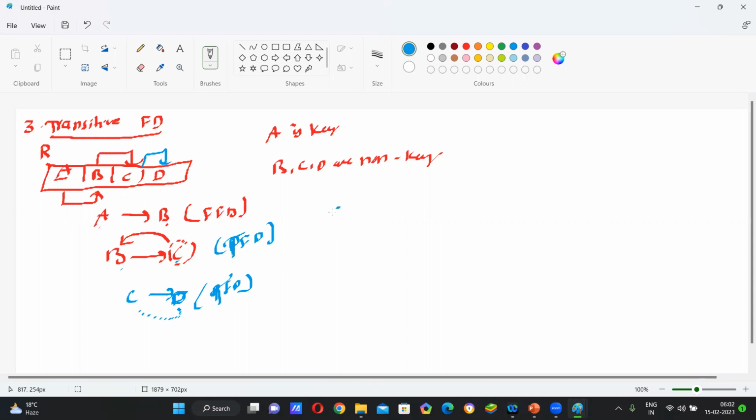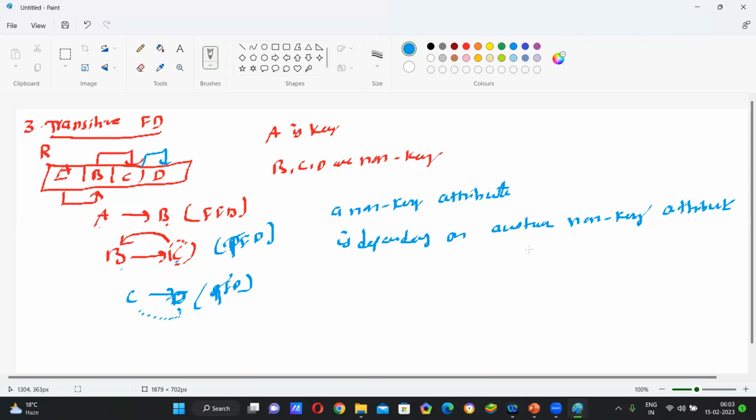So what is transitive? A non-key attribute depending on another non-key attribute is called transitive functional dependency. Next, what is the last one? The fourth one, trivial functional dependency.